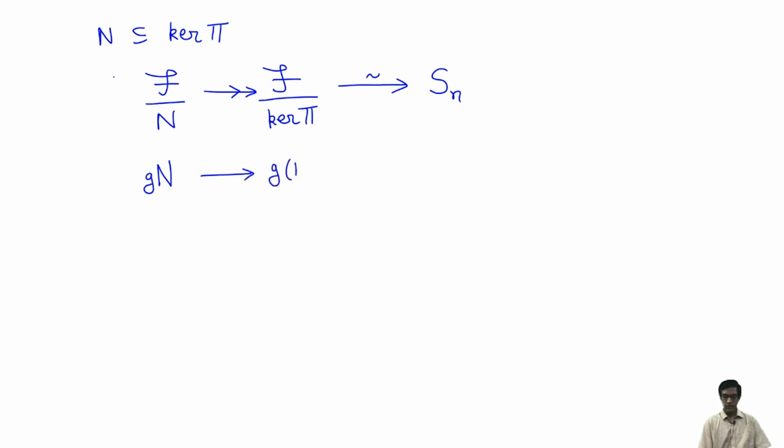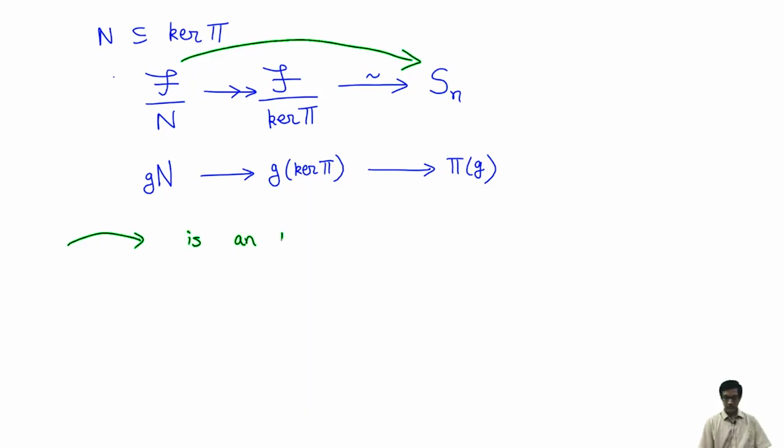Gn maps to g kernel pi maps to pi of g. Okay, so you have these maps, and to prove that N equals kernel pi is the same as showing that this whole composite map is an isomorphism. So if we can take this composition here and show that this composite map is an isomorphism, then we are done. Okay, so that's what we still have to prove: that this green arrow is an isomorphism. That's the claim.